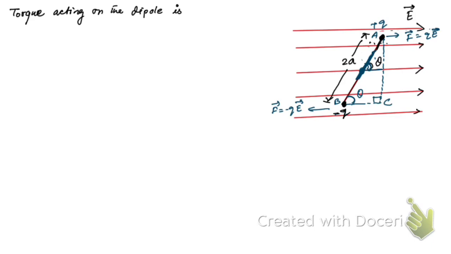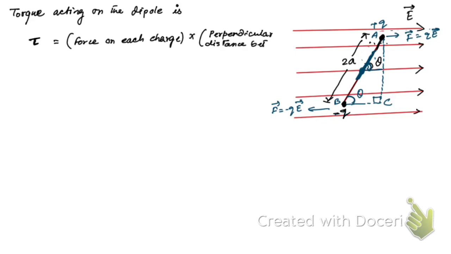So what we're going to write here is, the torque acting on the dipole is tau, the symbol is tau, not T, is equal to force on each charge into the perpendicular distance between the line of the two forces, right? Perpendicular distance between the two forces.